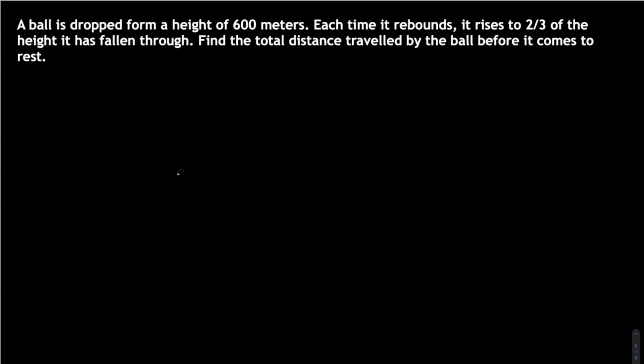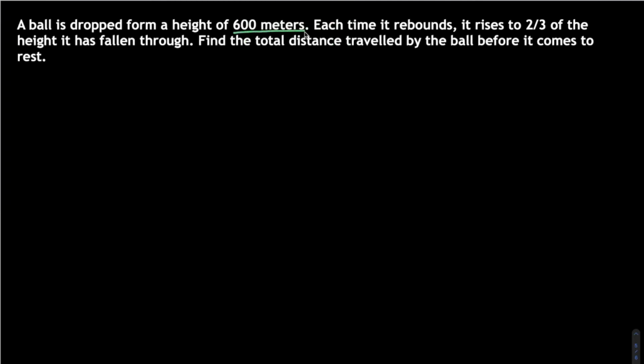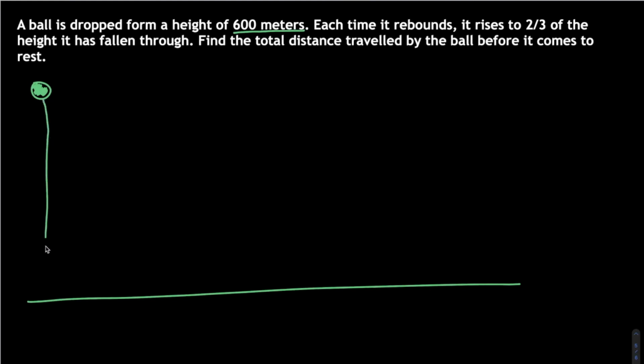So before we start solving the question, let's get a very clear idea of what this question is telling us. First, it says the ball is dropped from a height of 600 meters. So let's say this is the ball, and maybe this is the ground, and it's dropped 600 meters. So we can say this height is 600 meters.